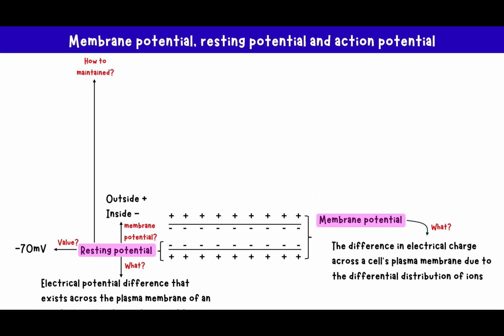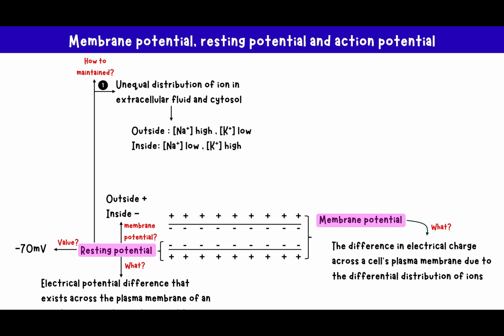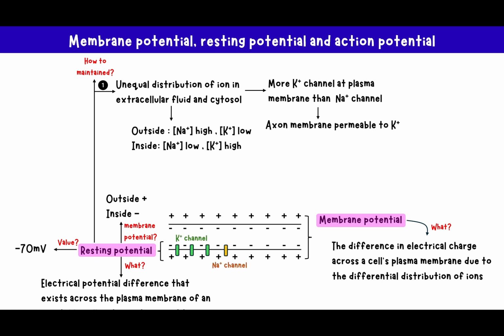How is the resting potential maintained? First, there is an unequal distribution of ions between the extracellular fluid and the cytosol. The axon membrane has more potassium ion channels than sodium ion channels, which makes the axon membrane more permeable to potassium ions. As a result, more potassium ions diffuse out of the axon than sodium ions diffuse into it.